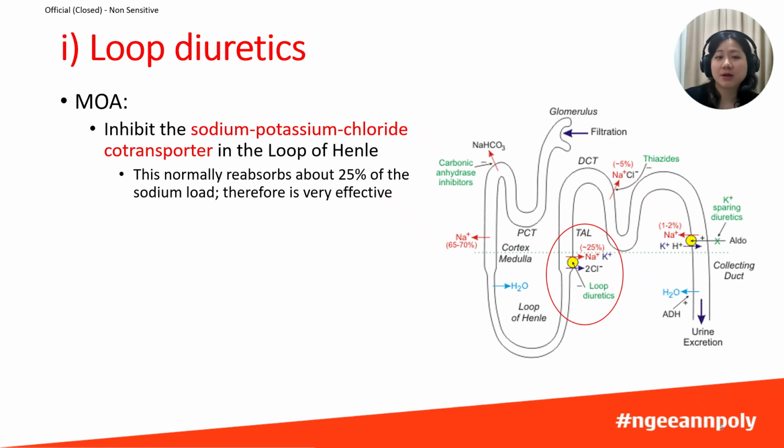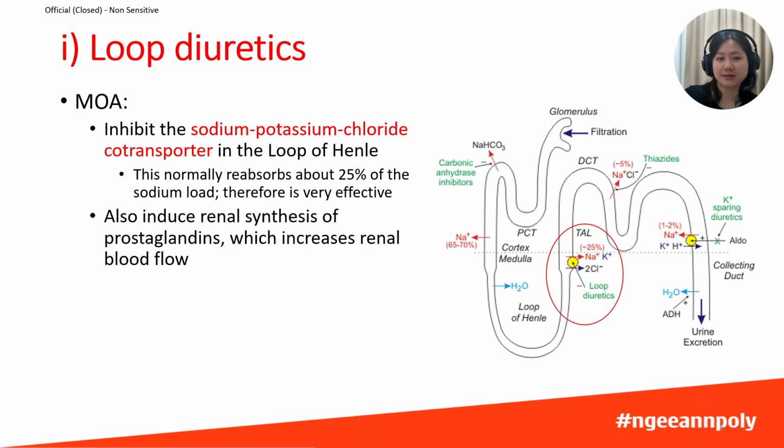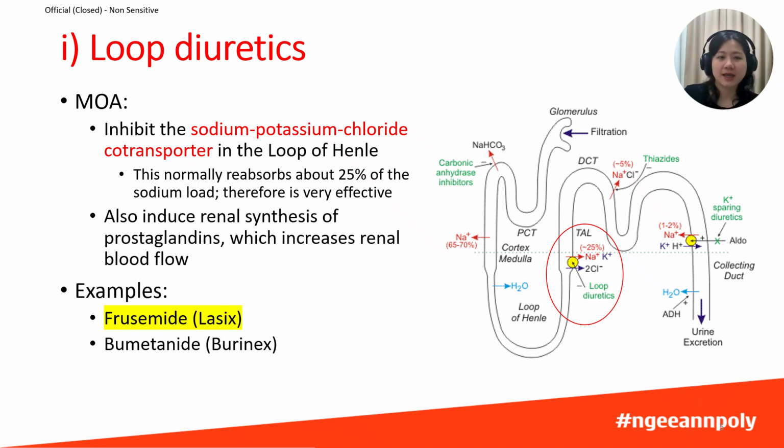The sodium-potassium-chloride co-transporter normally reabsorbs about 25% of the sodium load in the tubules back into the blood. Therefore, it is very effective to target this transporter, and loop diuretics are very effective diuretics. Loop diuretics also induce renal synthesis of prostaglandins, which increases renal blood flow, and this contributes to its efficacy. Examples of loop diuretics are furosemide, brand name Lasix, and bumetanide, brand name Burinex.